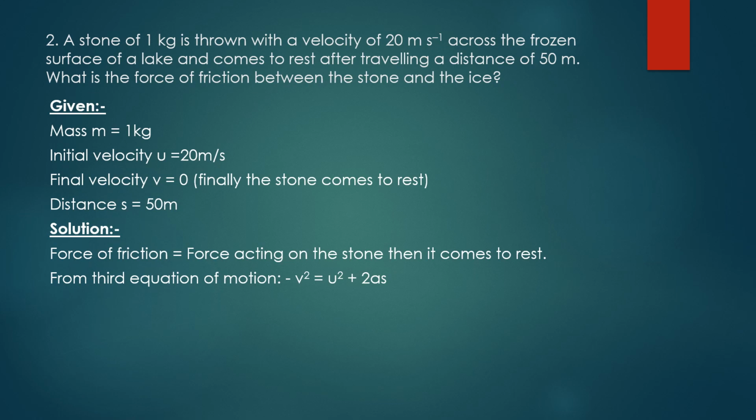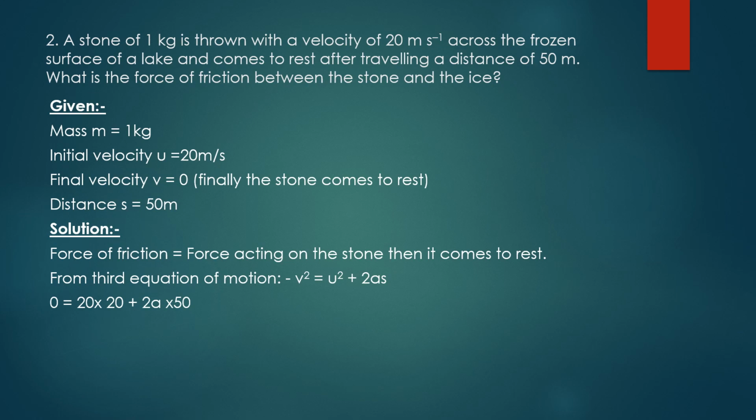So we all know the third equation of motion, that is v square is equal to u square plus 2as. When I substitute the values, v, the final velocity, is 0, then u square is 20 into 20, plus 2 into acceleration, which we need to find, and then 15 is the distance here. Always check whether all the physical quantities are in their SI units.